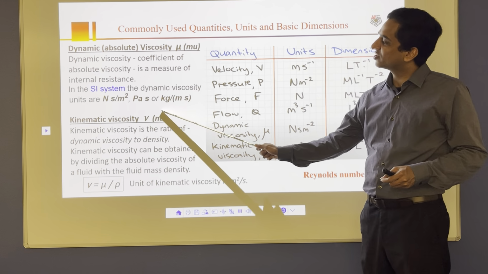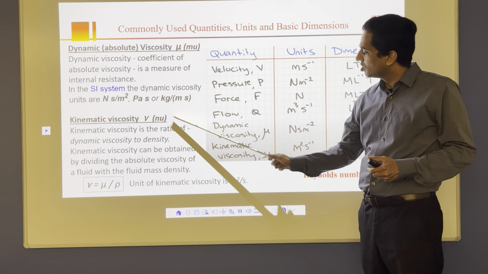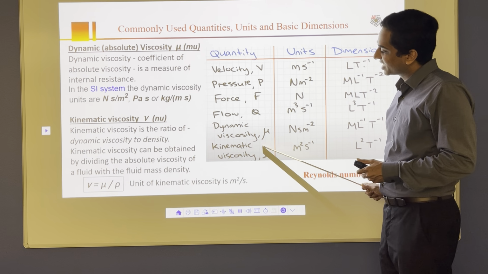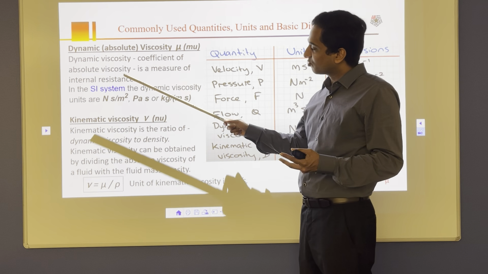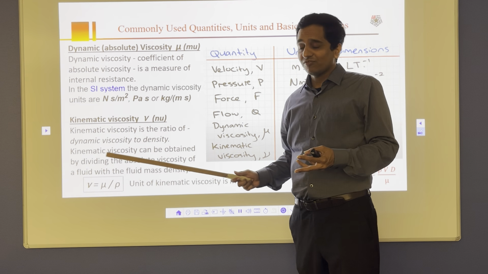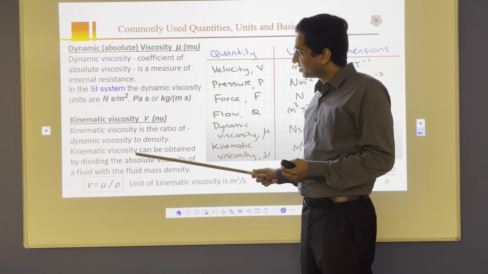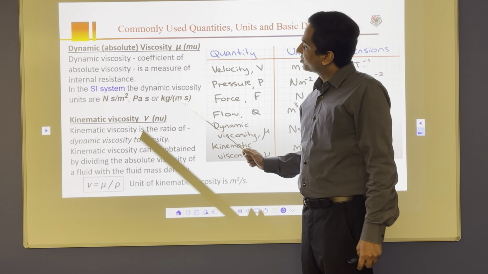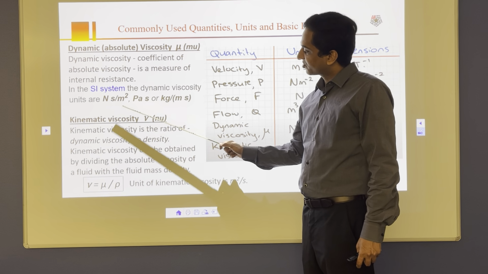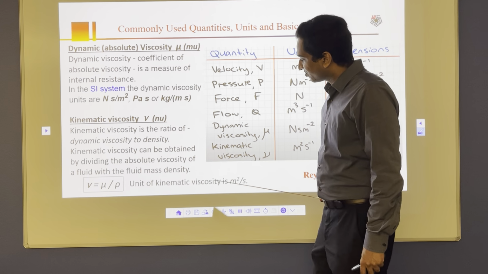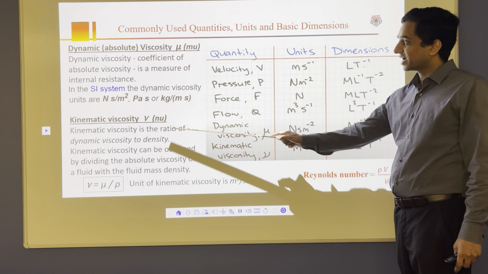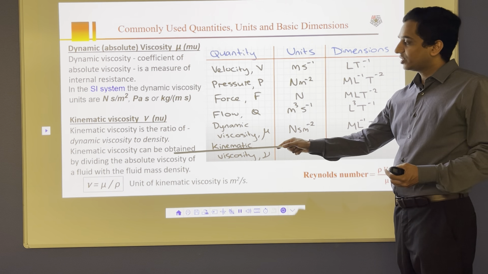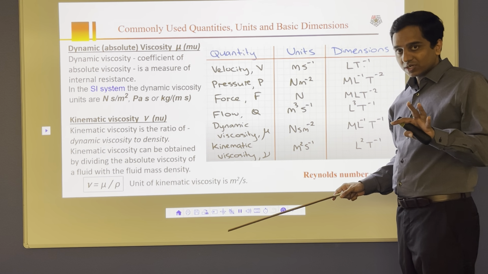This nu looks something like V, but keep that in mind, it's nu. Or another way to draw it, nu is like this one, so this is nu. There is a difference in unit for dynamic and kinematic. Of course, you are going to divide by density for kinematic, so the unit will be different. Dynamic viscosity has the unit Newton second per meter square. Kinematic viscosity is simply meter square per second. That's the unit for kinematic viscosity because you divide by density. So keep that in mind.